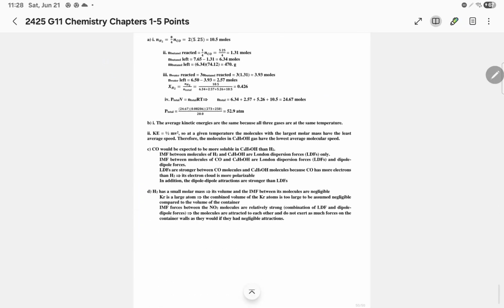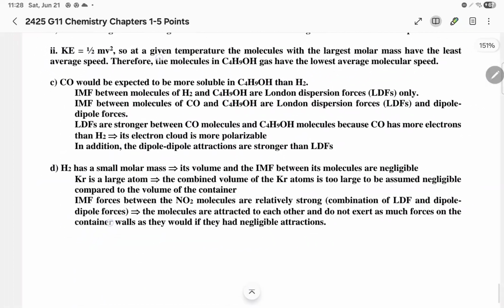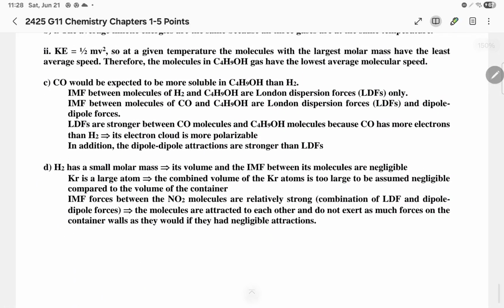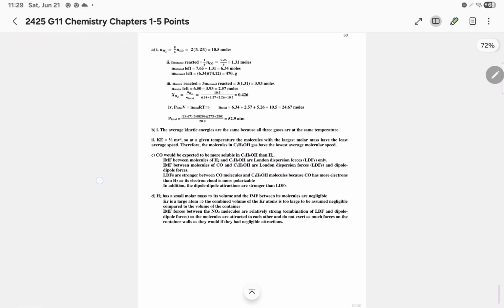Explain these observations. H2 has the smallest molar mass, so its volume and the IMF between its molecules are negligible. Kr is a large atom, so the combined volume of the Kr is too large to be assumed negligible compared to the volume of the container. IMF forces between the NO2 molecules are relatively strong, a combination of LDF and dipole-dipole forces. The molecules are attracted to each other and do not exert as much force as they would have if they had negligible attractions.